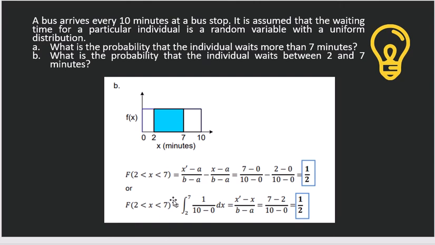So if you're going to use the function, the lower limit is 2, and we have the higher limit of 7, 1 over 10 minus 0. So we're going to have the dx. So the prime, by direct computation, 7, that will be your x prime, and minus your x, which is 2. That will be equivalent to 5. And 10 minus 0 will be 10. So therefore 5 over 10. In lowest terms, that will be equivalent to 1/2 also.